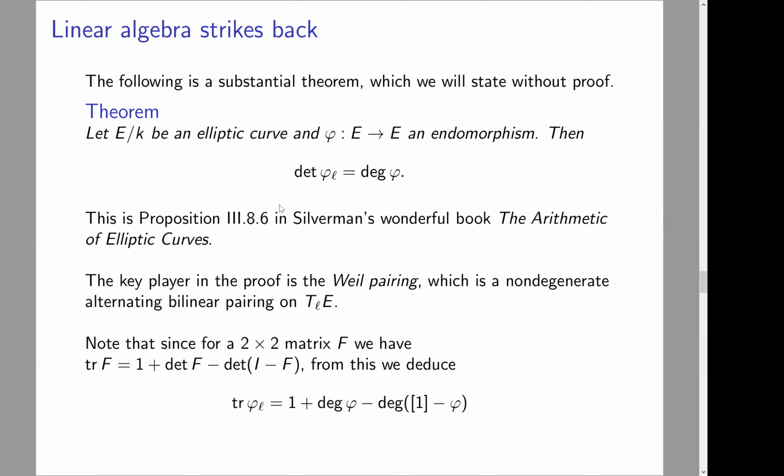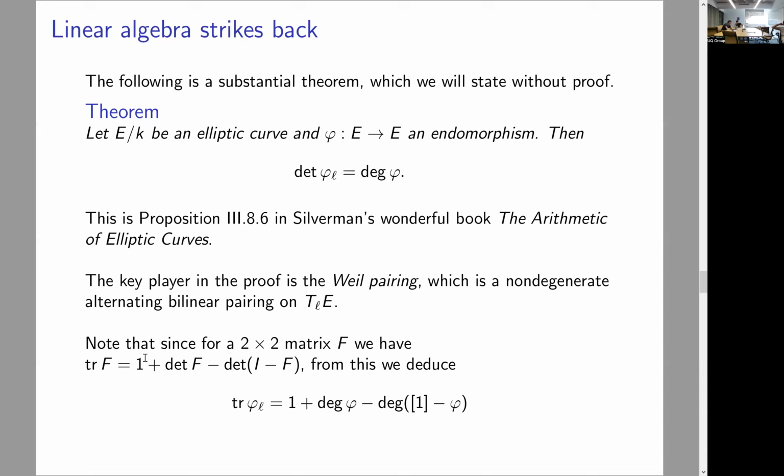Not only is this true, a neat corollary of this relationship is the following. You can just expand out and check that if I have a 2x2 matrix F, the trace of that matrix can be computed in the following way. The trace of F is 1 plus the determinant of F minus the determinant of I minus F, where I is the identity matrix. That's just a fact about 2x2 matrices. Just expand out these things and check that it is indeed the case.